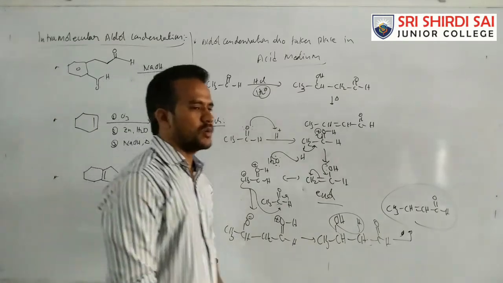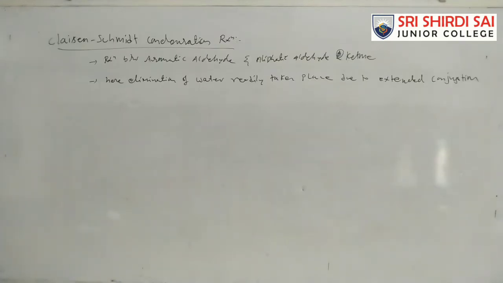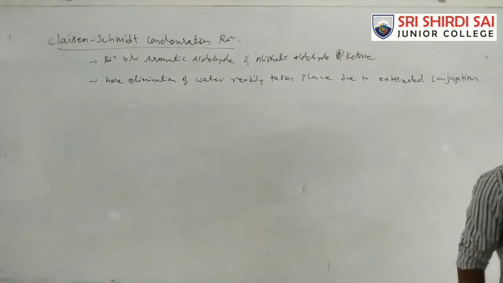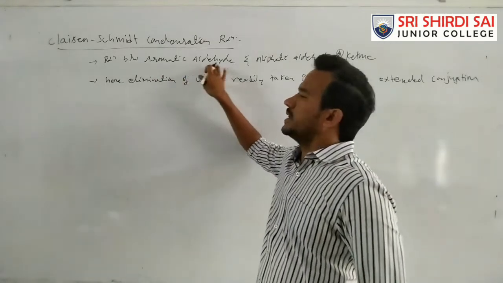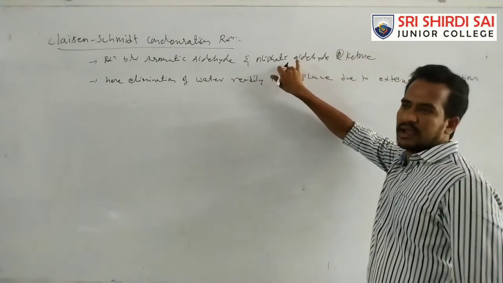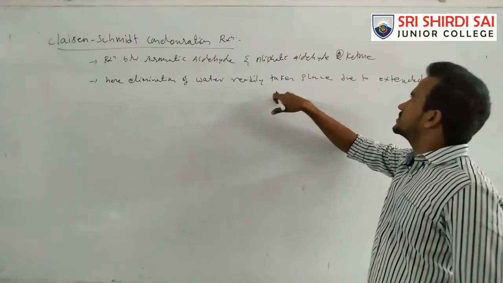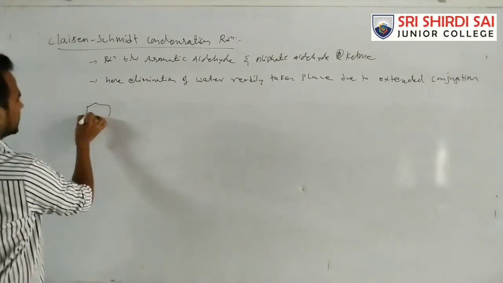And one more reaction similar to the aldol condensation: the Claisen-Schmidt condensation. It is a reaction between an aromatic aldehyde and an aliphatic aldehyde or ketone. Here elimination of water readily takes place due to extended conjugation. So what is this reaction? It is an aromatic aldehyde.